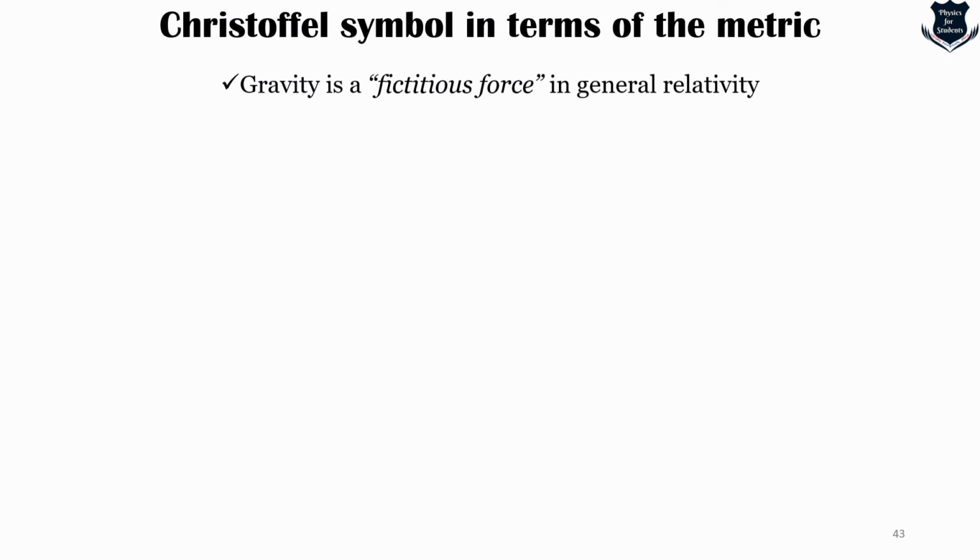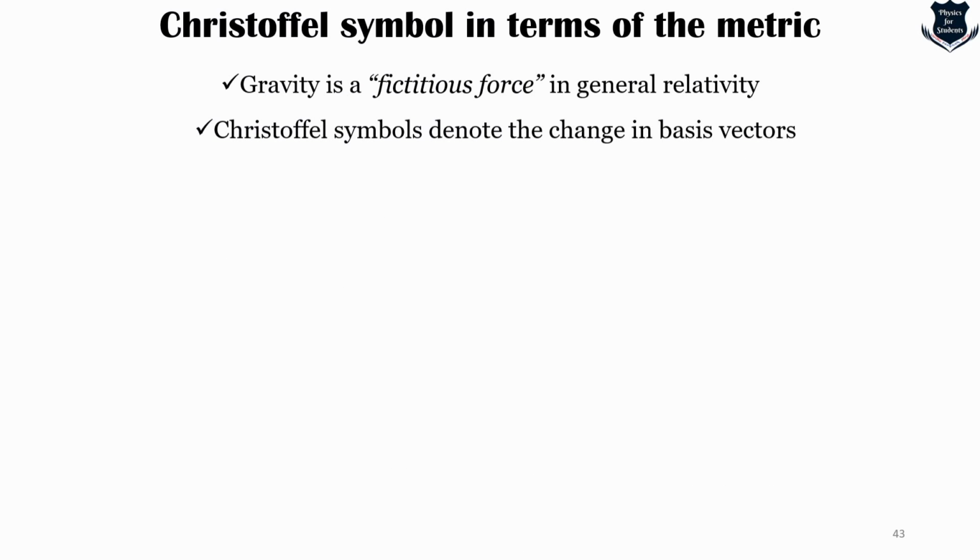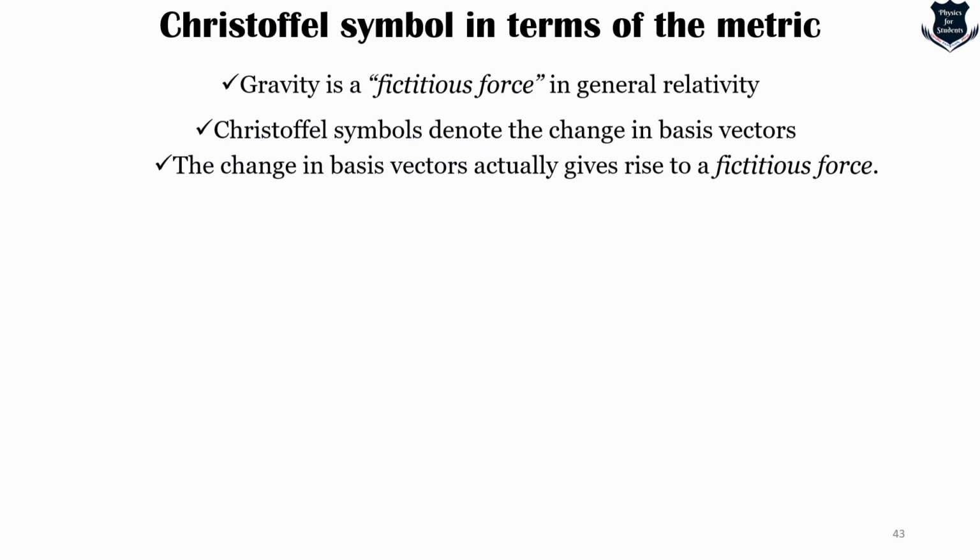So what we conclude from here is that gravity is a fictitious force in general relativity, since Christoffel symbols denote a change in basis vectors. Anything that changes, it moves. So the change of basis vectors will give rise to a fictitious force. If you have watched my earlier videos on geodesics and the Ricci scalar, you will find how the basis vectors change and the geodesics cause a curvature which is called gravity in relativity, right? So the change in basis vectors usually gives rise to a fictitious force.